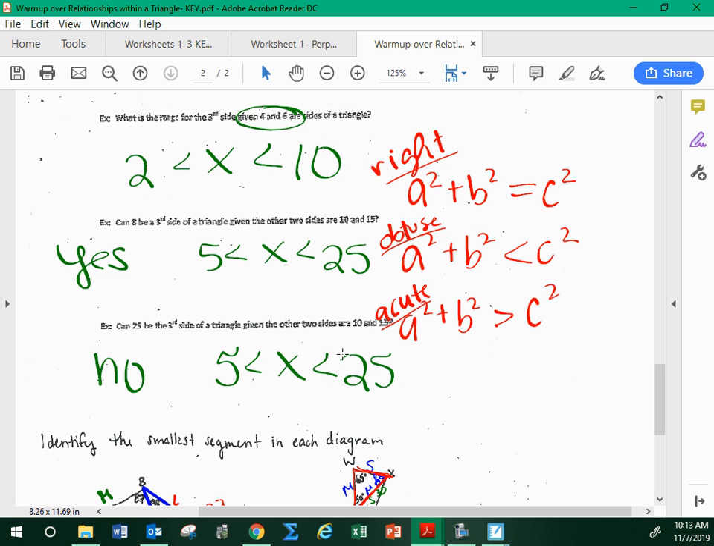Make sure you are doing squares. Every year I have someone that just does a plus b compared to c. You have to actually do the squares of it.